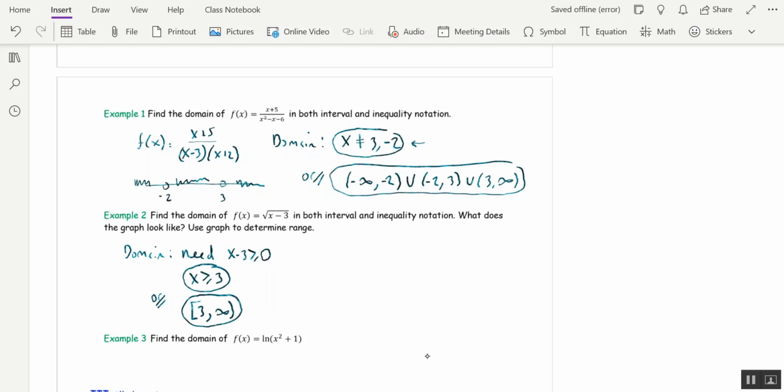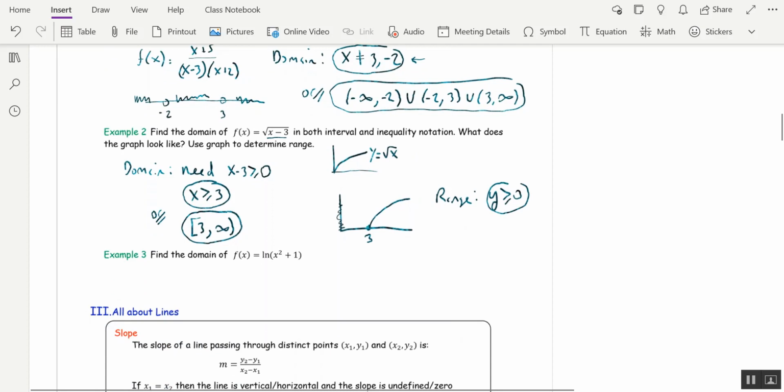All right, let's graph that to find the range. The square root function looks like this. And so if I subtract 3 underneath the radical, that's just a horizontal shift, 3 units to the right. So my graph looks like that. And I can determine the range from that graph. The range is the set of y values that the function takes on. So that's going to be y greater than or equal to 0.